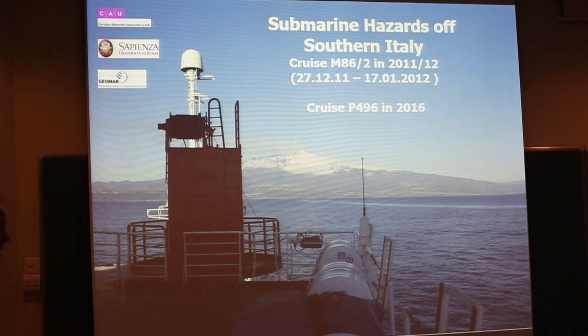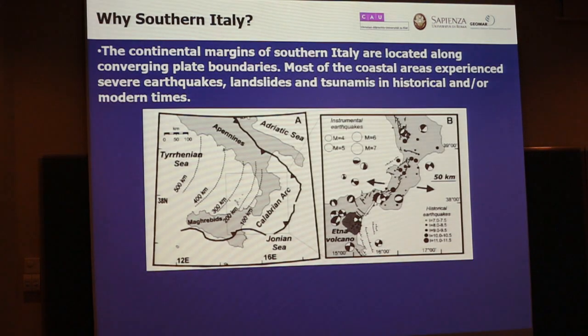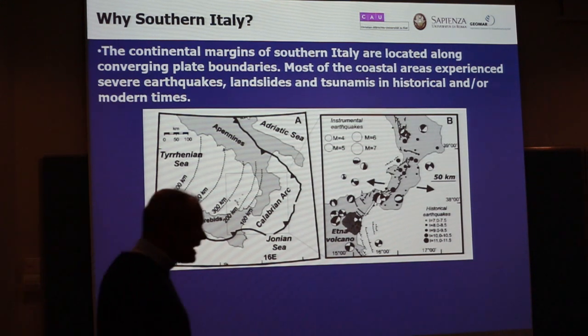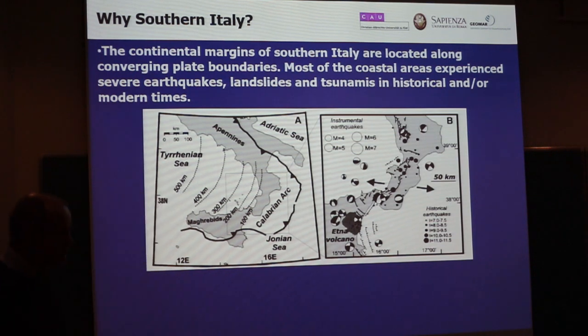It was very nice. And the reason that we went to southern Italy is that the continental margin of southern Italy is located along convergent plate boundaries, which are shown here. In most of the coastal areas, they experienced major earthquakes, landslides, and tsunamis in historical and modern times. One of the most prominent examples was in 1908. There was a very large earthquake and tsunami in the Messina Strait, which caused about 80,000 fatalities. So it's really a very major event in recent history.